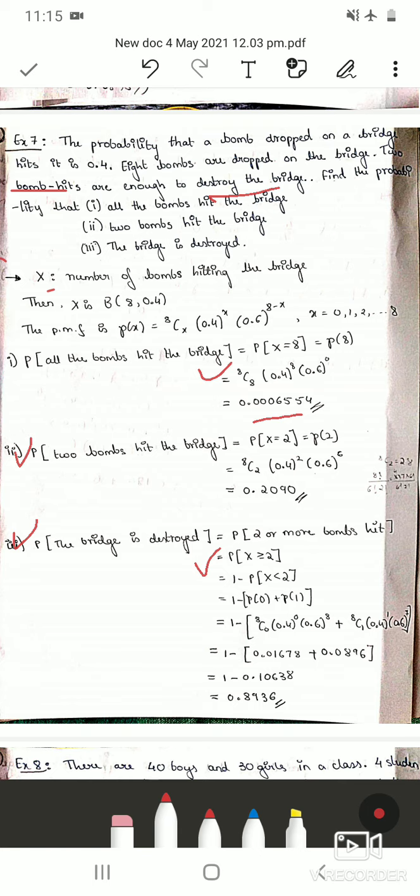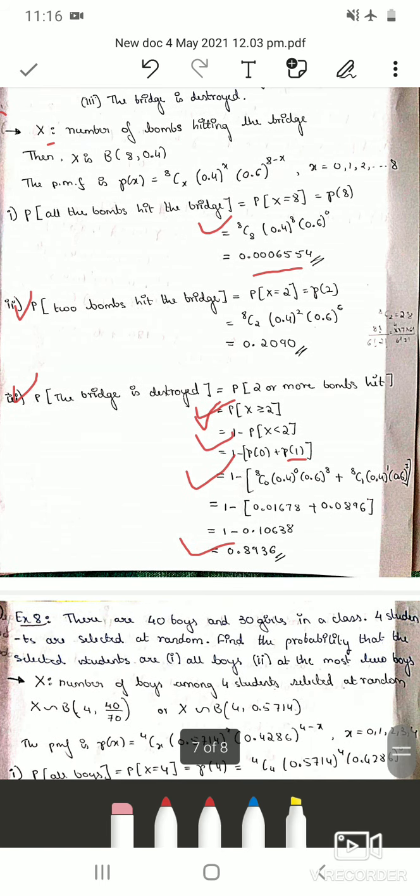Here it is necessary to take the complement, because if you go with the direct method, you have to calculate P of 2, 3, 4, 5, 6, 7, 8, so 7 calculations will be involved. Instead take the complement, so you'll require only P of 0 and P of 1. Substitute x as 0 in this term, and x as 1 in the other. Calculate the combinations and do the calculations. You will get the probability the bridge is destroyed as 0.8936. I want everyone to work out all these steps, don't just watch the videos.